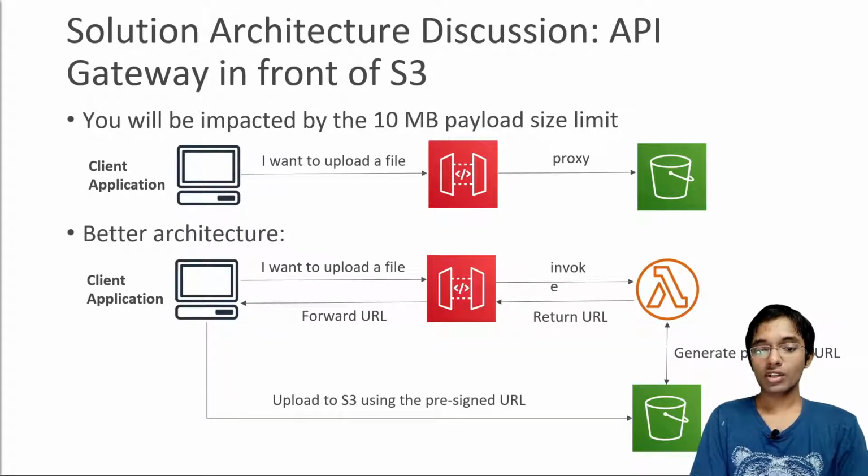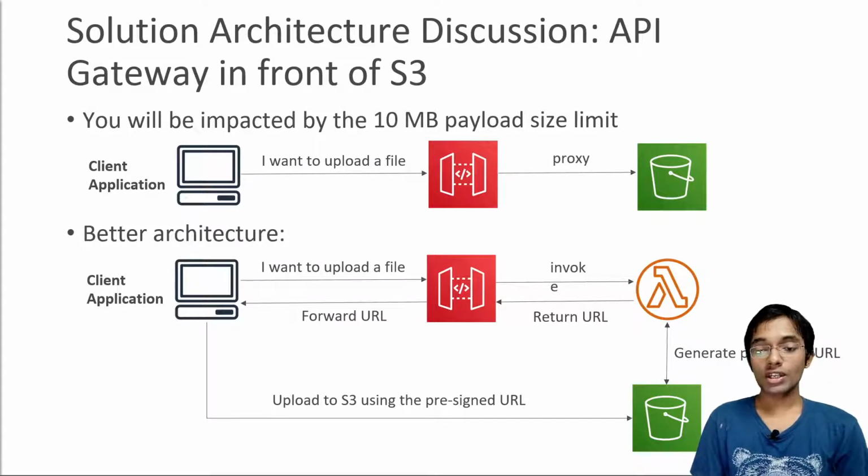let's talk directly about one of these applications as a solution architecture discussion. We want to have API Gateway in front of S3 to upload a file. But if you remember what I said at the beginning of this lecture, there is a 10 megabyte payload size limit that you will be impacted by. So let's have an example. We have the client application and we have an S3 bucket that is private, and we want to allow users to upload files into S3.